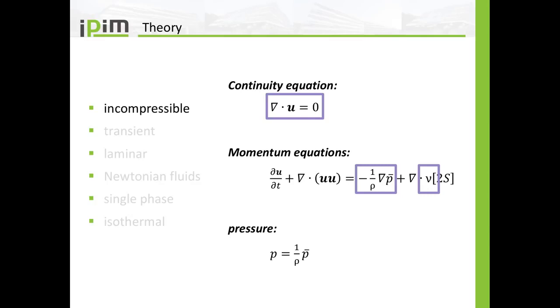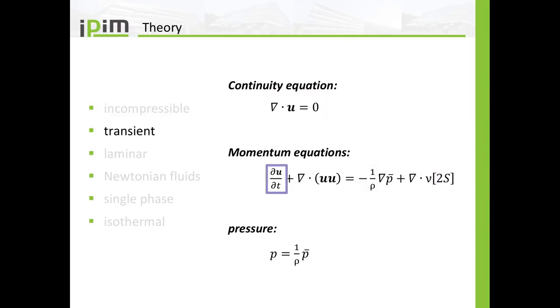Now, as for the theory, incompressibility means that the continuity equation reduces to this simple equation where the divergence of the velocity is zero. And in the momentum equations, you can divide by the density. And what you end up with is this. In the pressure gradient term, you divide by the density. And in the diffusion term, you have the kinematic viscosity instead of the dynamic viscosity.